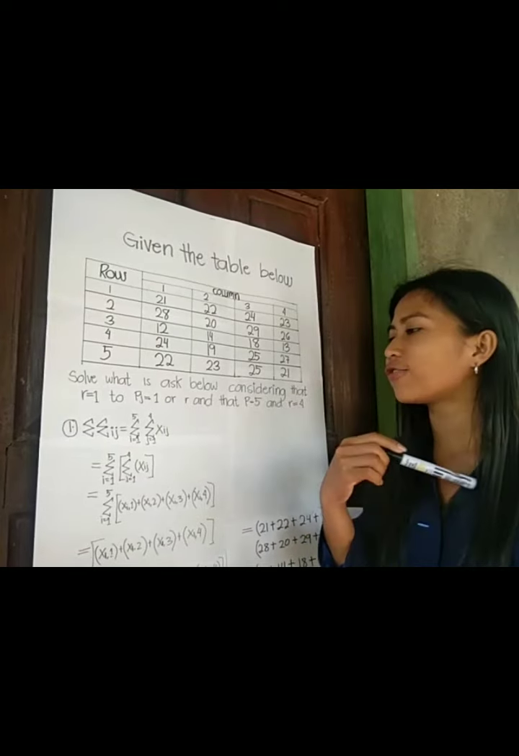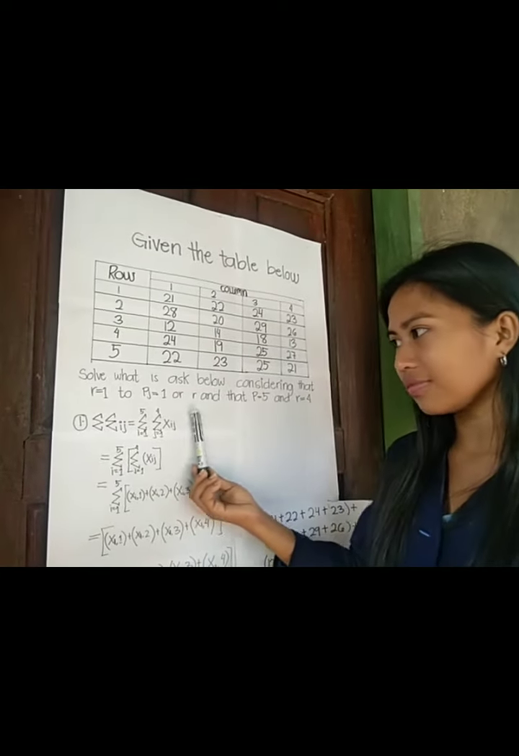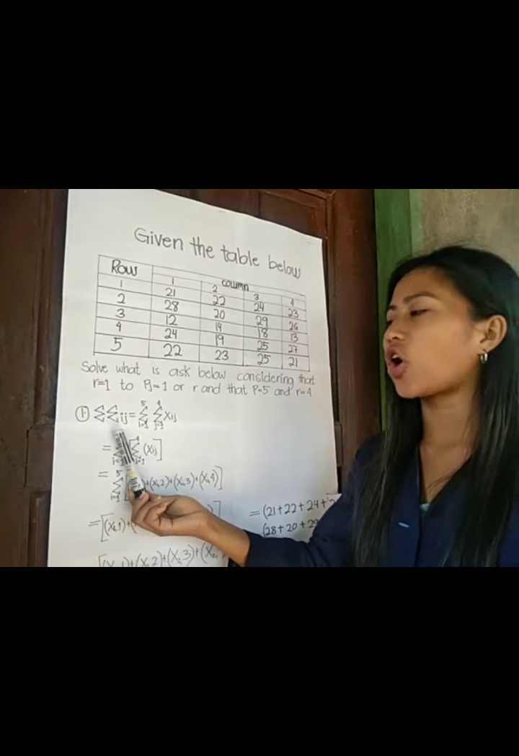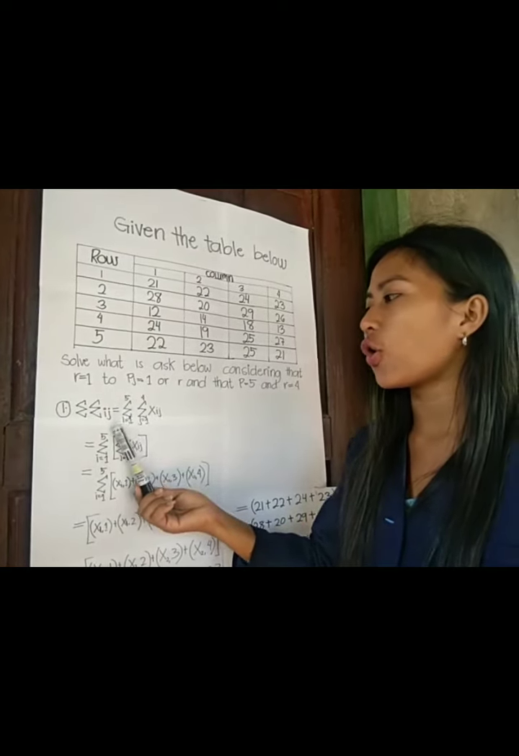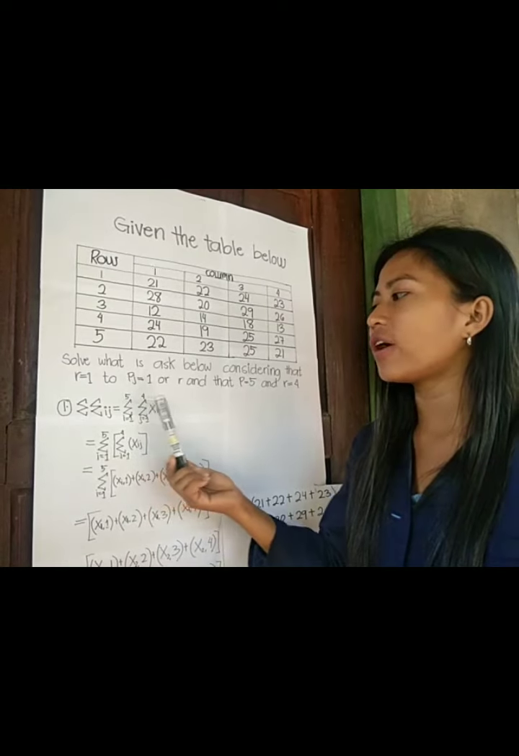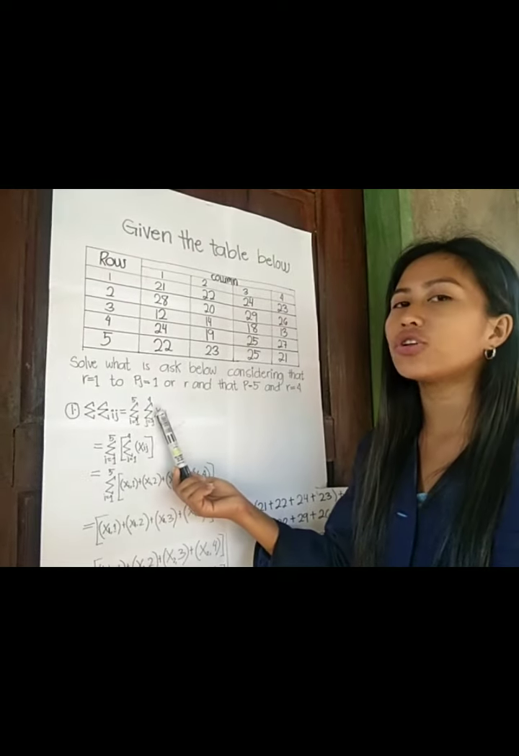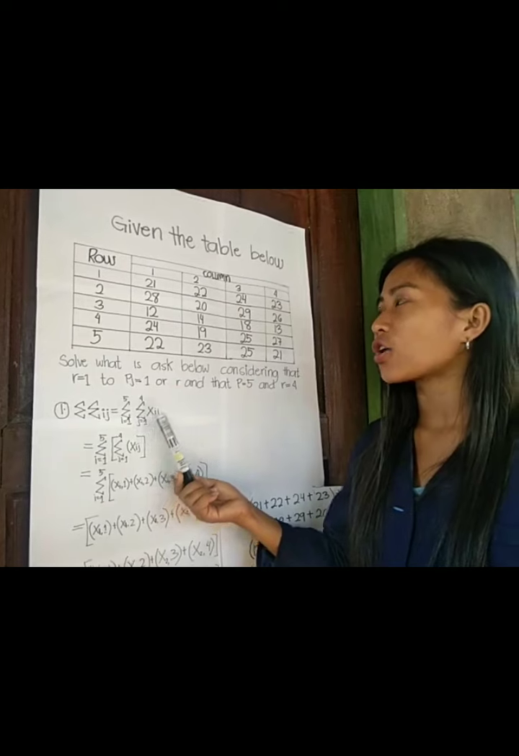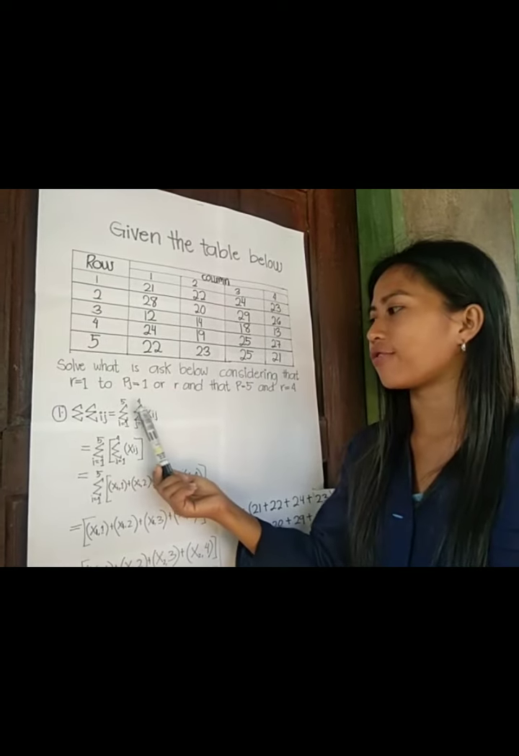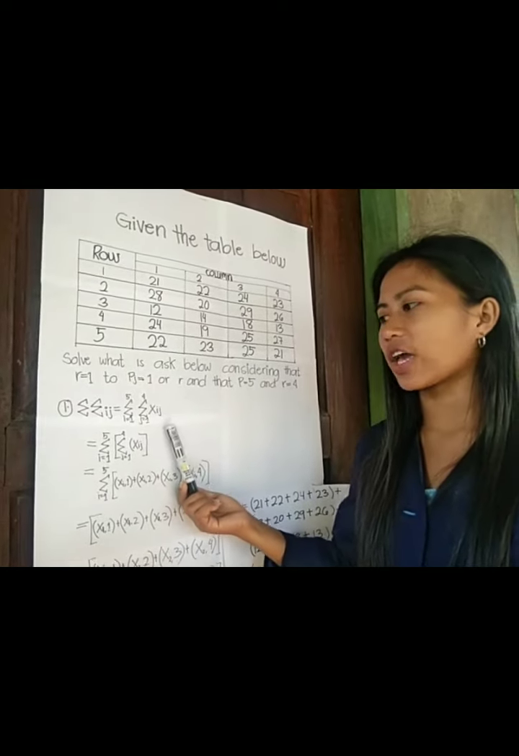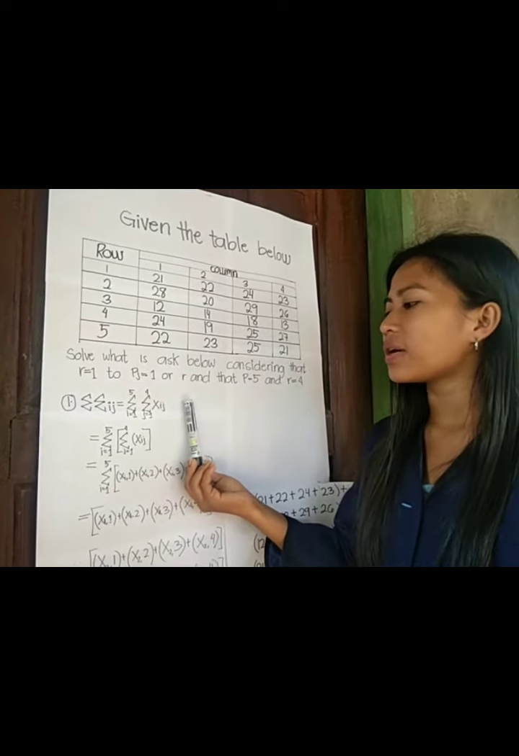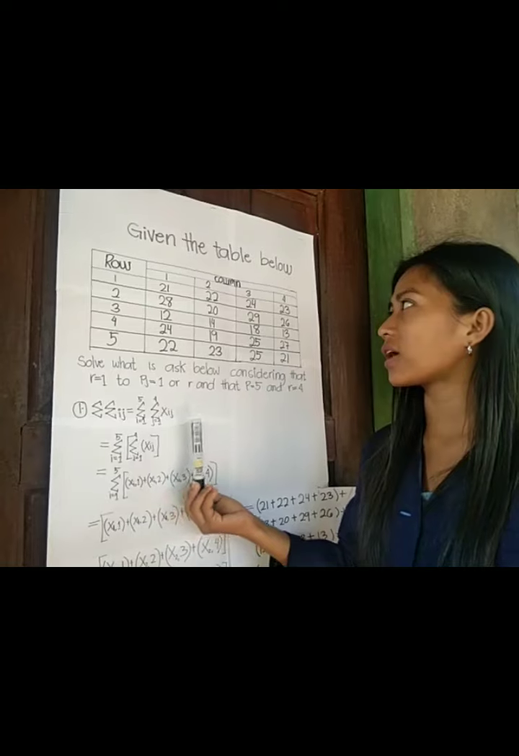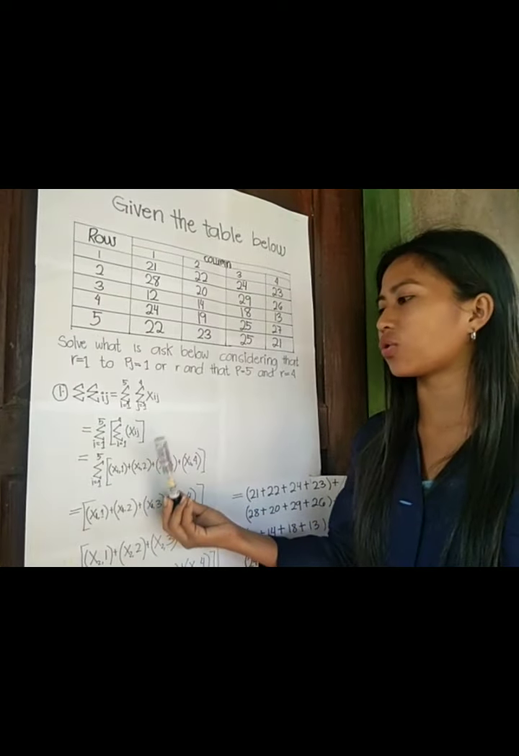So, we have the given formula here: double summation of xij equals summation of i equals row 1 to row 5 times summation of j equals column 1 to column 4 of xij. So, now after that, ato siyang i-simply put and elaborate each column and each row.